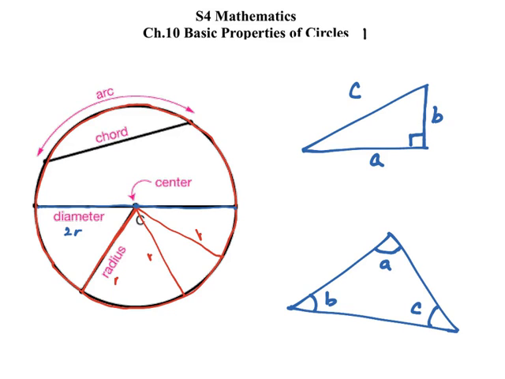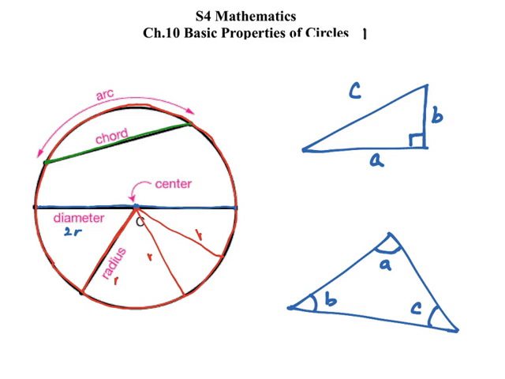Next, we have chord. For chord, actually it is 2 points on the circumference. For example, we call AB. So this chord we call AB.